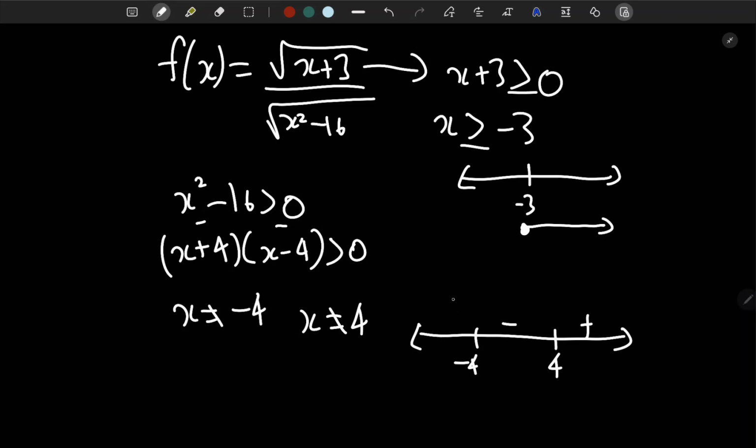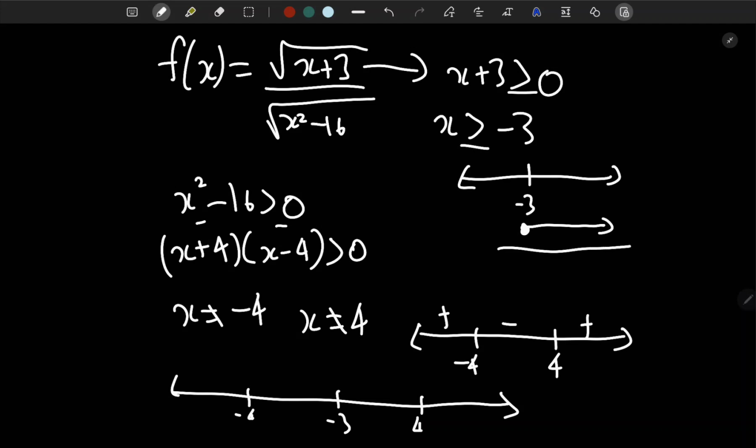So now how do we proceed? Because we have two number lines and we need to merge them now. So to merge them, let's create another number line including all the intersections. So we have negative 4, we have negative 3, and we have 4. So the first thing is that it has to be more than negative 3 and including negative 3. So this will be the first thing.